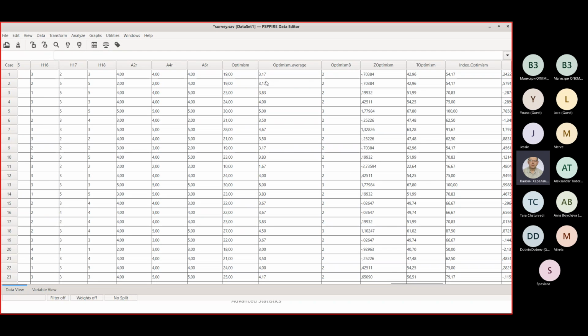And then here, in the data file, in data view, we have this new column with optimism average, and we can see that the first person in the data file has average score of 3.17, the second also 3.17, the third 3.83, and the fourth 4, the sixth 5, and so on and so on.